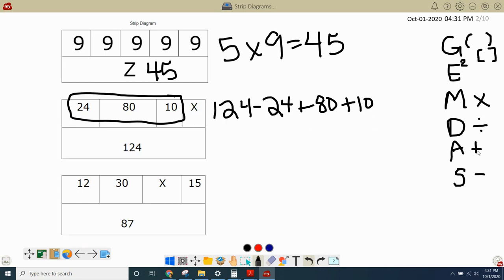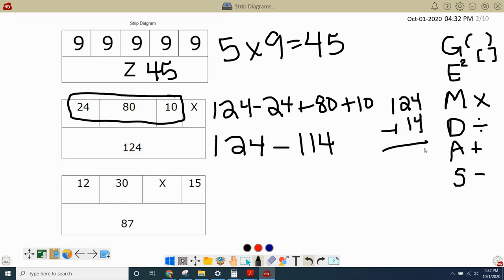So we're going to look at our order of operations. Adding comes first. So I'm going to add 24 plus 80 plus 10. Okay, so 24 plus 80 is 104. 104 plus 10 is 114. Okay, 124 minus 114. So if I do my work to the side, 124 minus 114, 0, 1. This missing piece is worth 10.